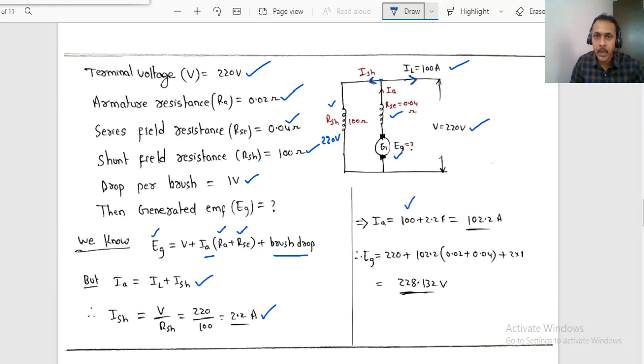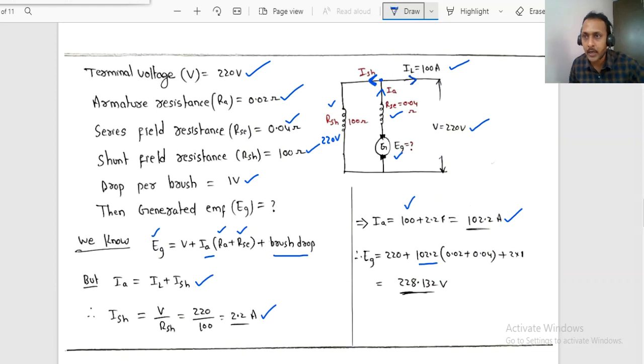Now what could be this IA? If you apply KCL, entering current is equal to the leaving current, ISH plus IL. That is what we have written here. So the current generated from the armature is 102.2 amps. Now it is easy for you to calculate EG. EG equal to 220 plus IA.